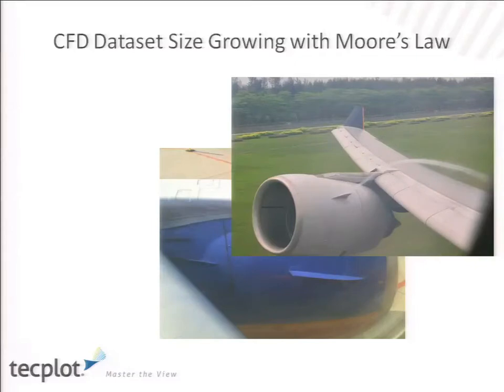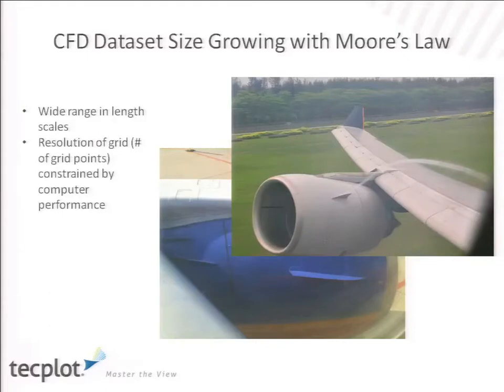And remember that this is key to the aerodynamics of the plane. So if 200 million cells cannot capture this vortex and it's key to the aerodynamics of the plane, well then you're going to keep growing the data set size as performance goes up. And this is going to continue for quite a while, in my estimation, at least through 1 billion cells, probably through 5-6 billion cells for this type of configuration. So, a wide range in length scales, and resolution of the grid is constrained by computer performance at this time: how long it takes to run, how much grid you can run overnight.